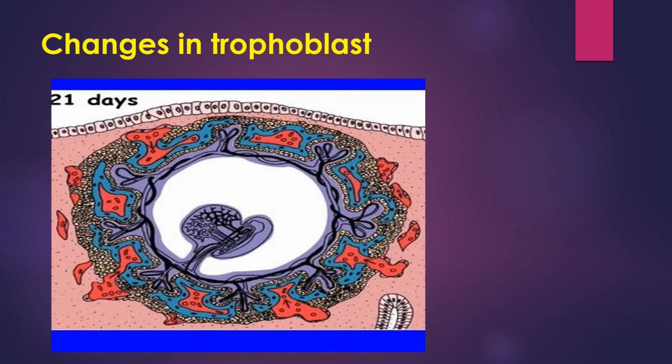So here the inner core consists of blood vessels. So the blood vessels and the outer cytotrophoblast and syncytiotrophoblast, along with the primary mesoderm, together we can call it the tertiary villi. So these are the changes seen in the trophoblast. So up to now we have seen the changes in the third week of the germinal period.